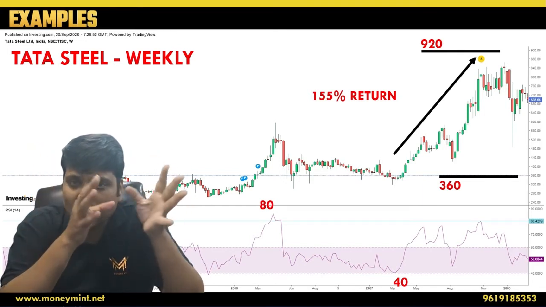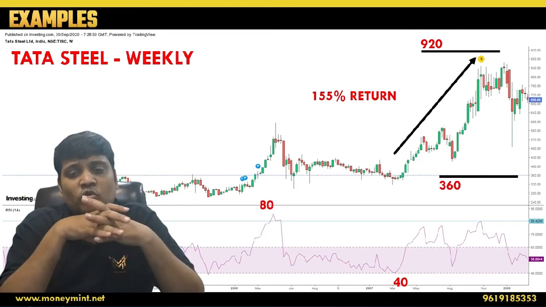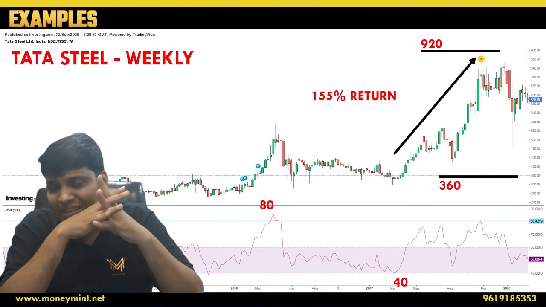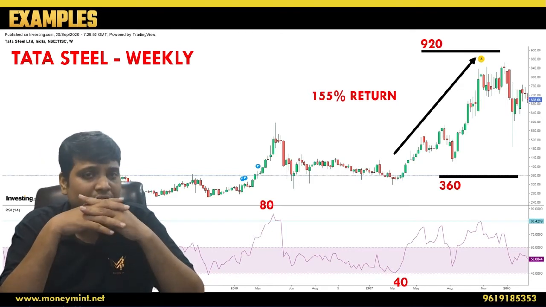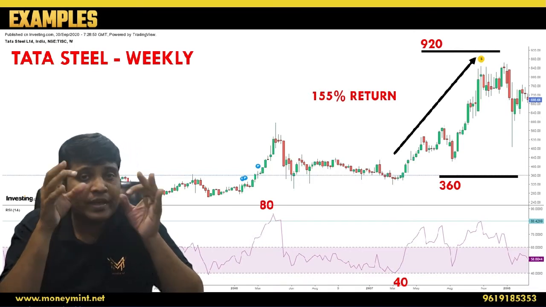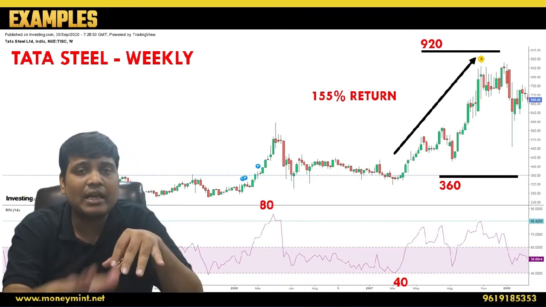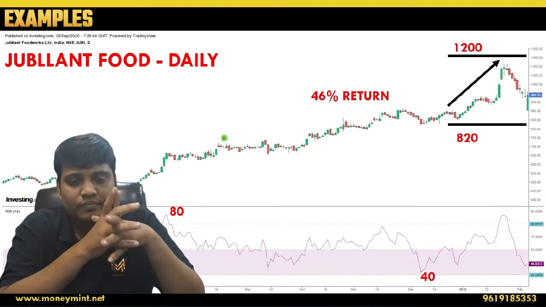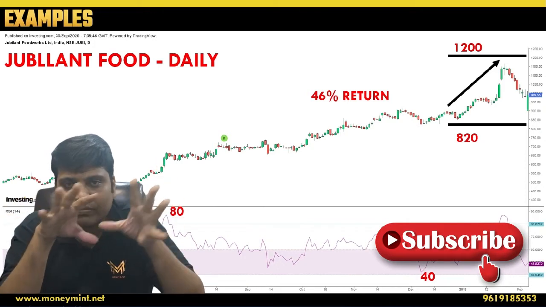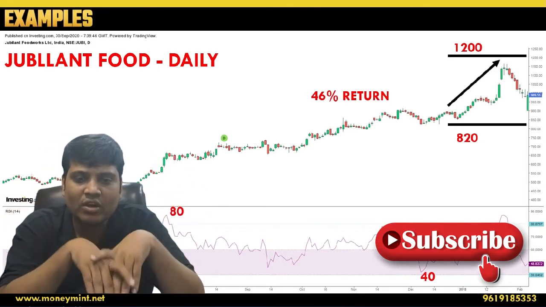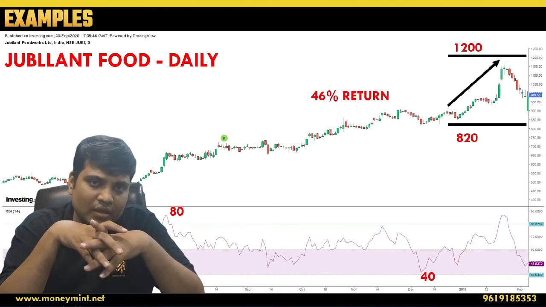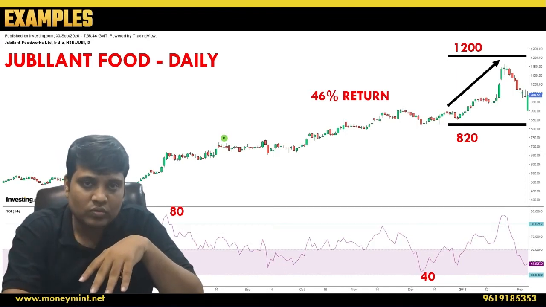In the chart shown on the screen, you find Tata Steel has moved from 360 to 920 levels, a whopping upward move, based on just a simple concept. Jubilant Food, again you see price touching 80, then moving towards 40. Around the 40 zone you can think of buying. Price moved from 820 to 1200, yes, it's a big move.